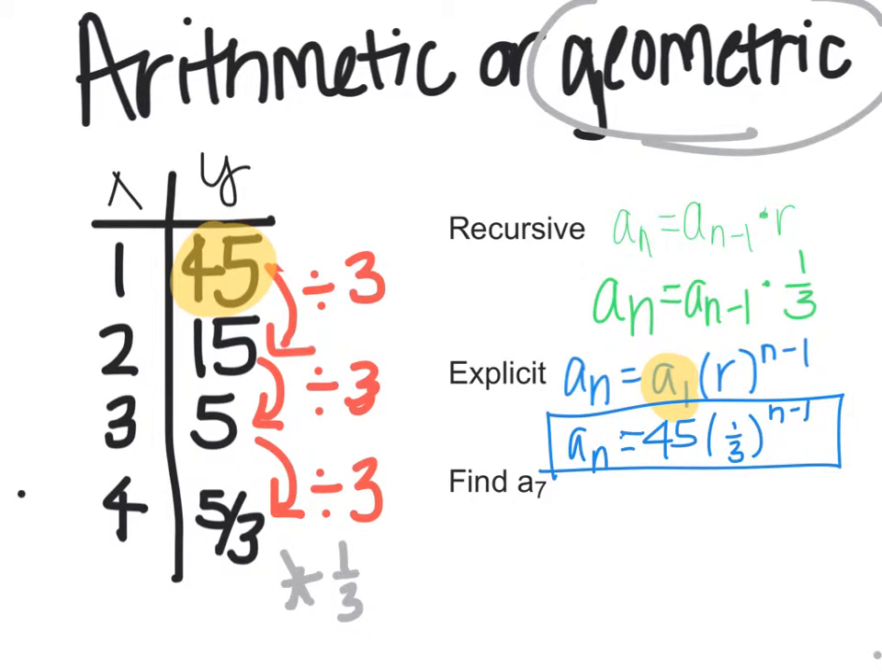So remember, the explicit formula will find any term in the pattern. The recursive formula will only find the next term in the pattern. Lastly, I need to find a sub 7, which means that I want to find the 7th term.